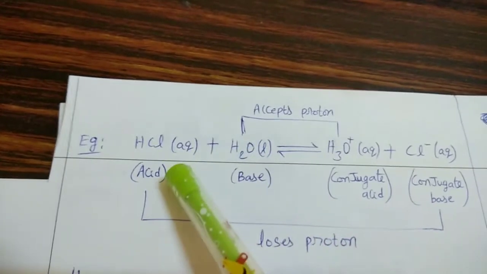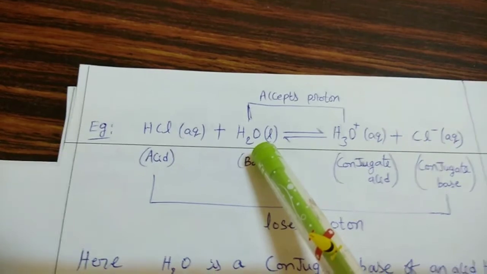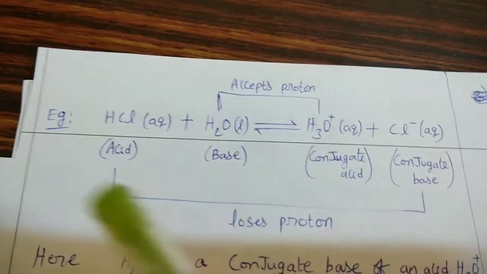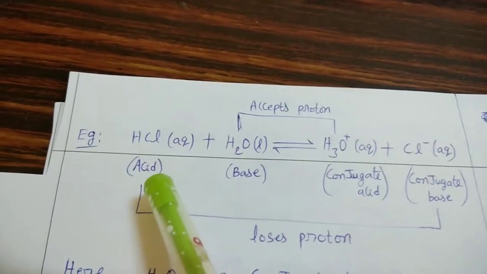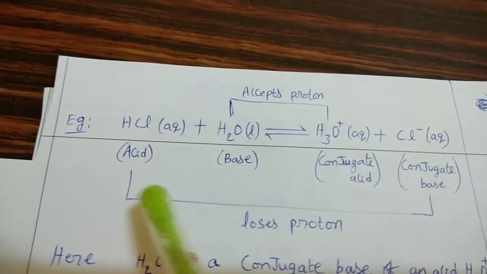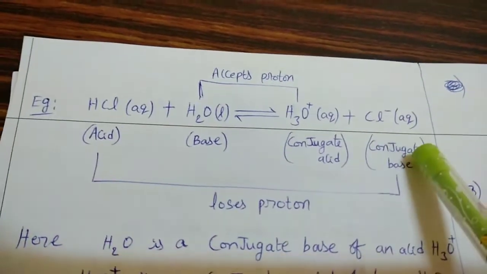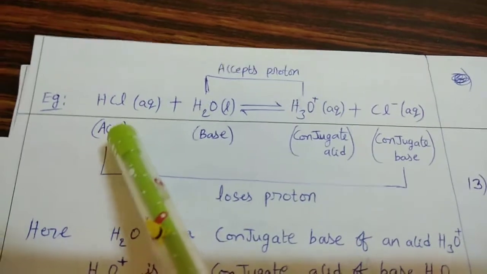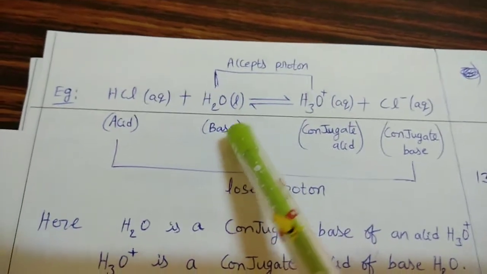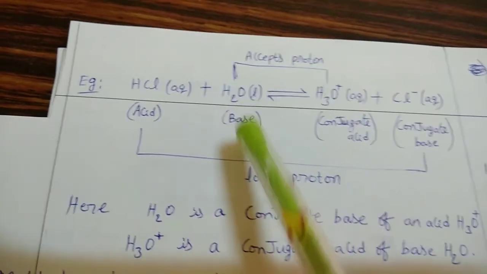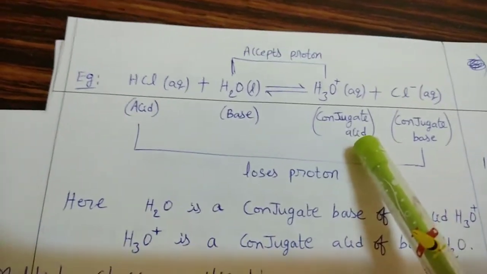See the next example. HCl plus H2O: HCl aqueous solution and H2O liquid. Then we get H3O plus and Cl minus. Here HCl donates a proton. By donating an H plus ion, it changes to Cl minus. That's why it is an acid, and this is the conjugate base. That proton is accepted by H2O, which changes to H3O plus. So it accepts a proton, so it is a base, and H3O plus is the conjugate acid. Okay.